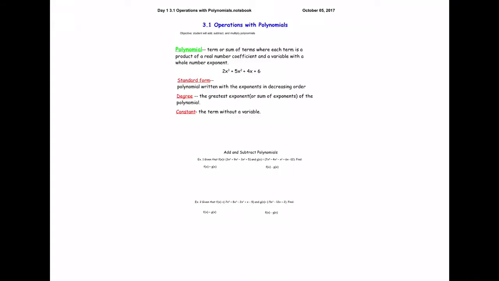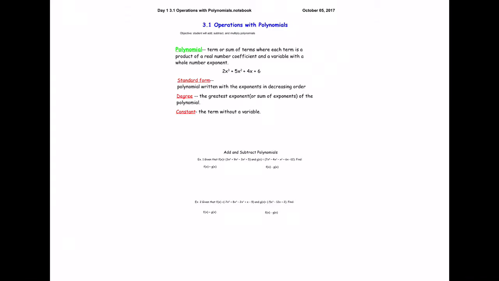Today we're going to talk about operations with polynomials, section 3.1. You will be able to add, subtract, and multiply polynomials. A polynomial is a term or sum of terms where each term is a product of a real number, coefficient, and a variable with a whole number exponent. Below you can see an example of a polynomial.